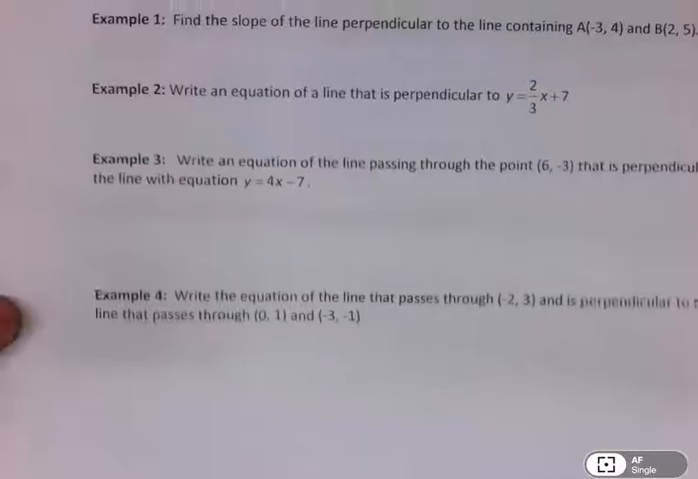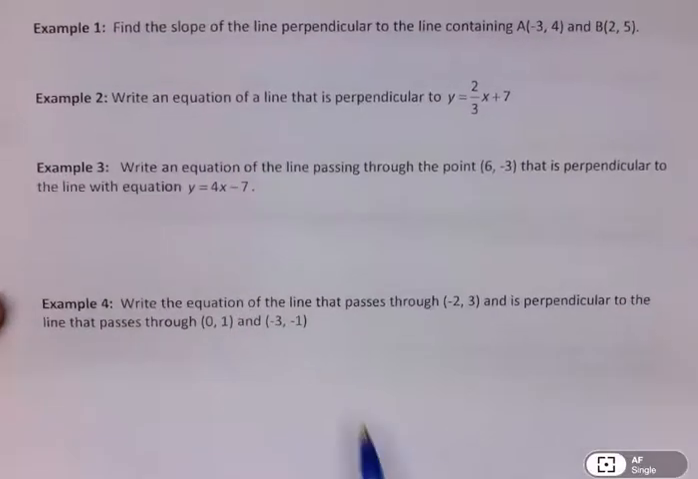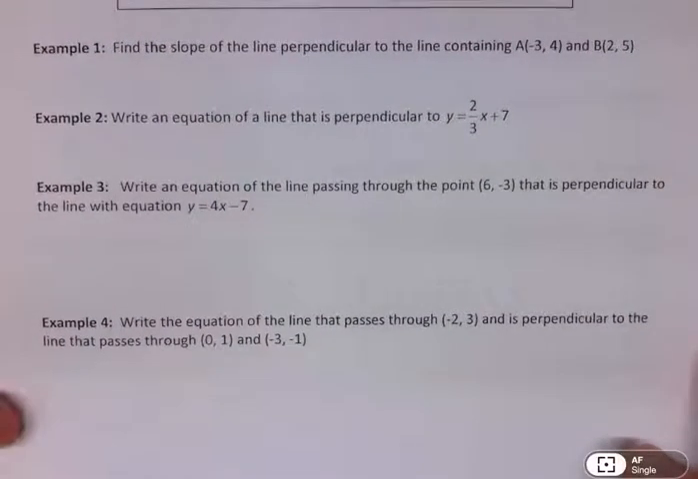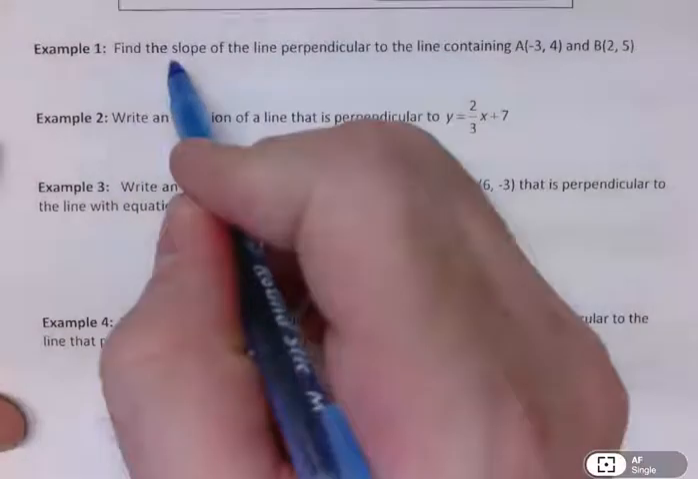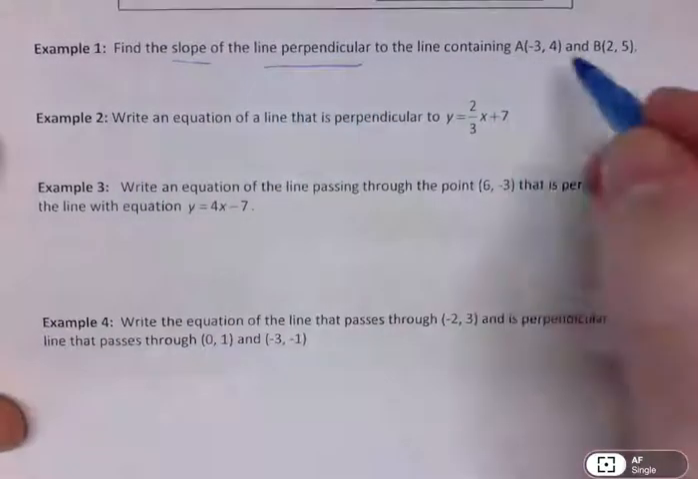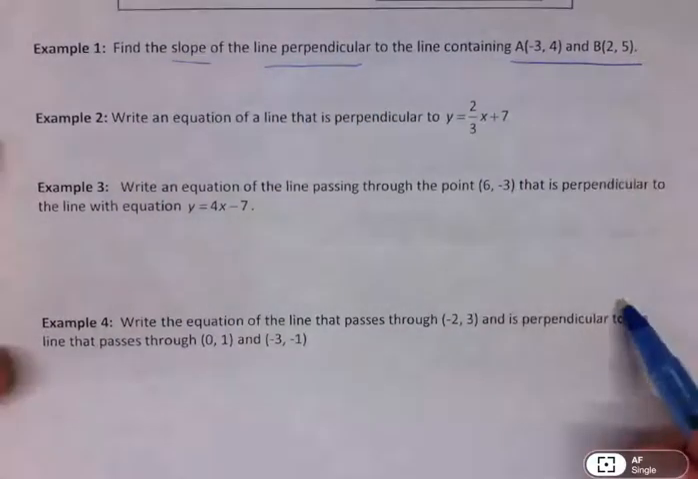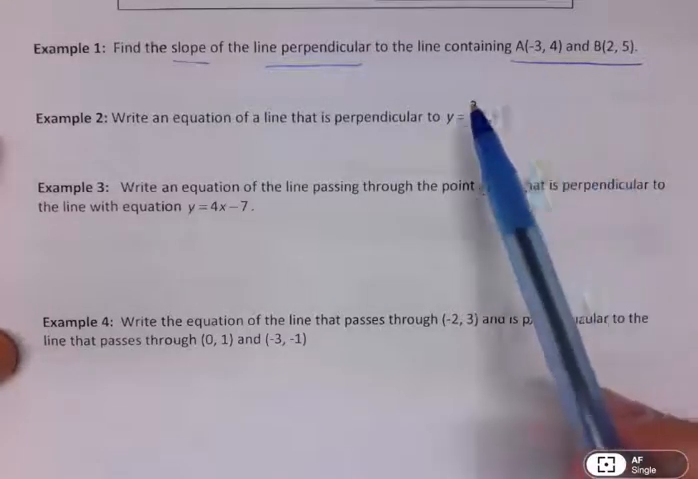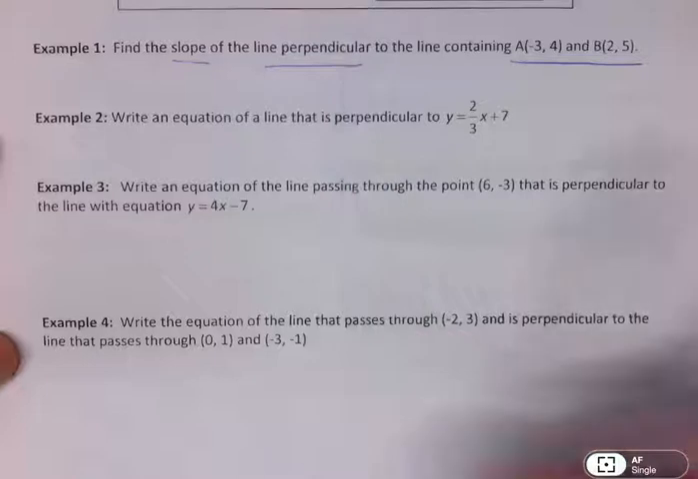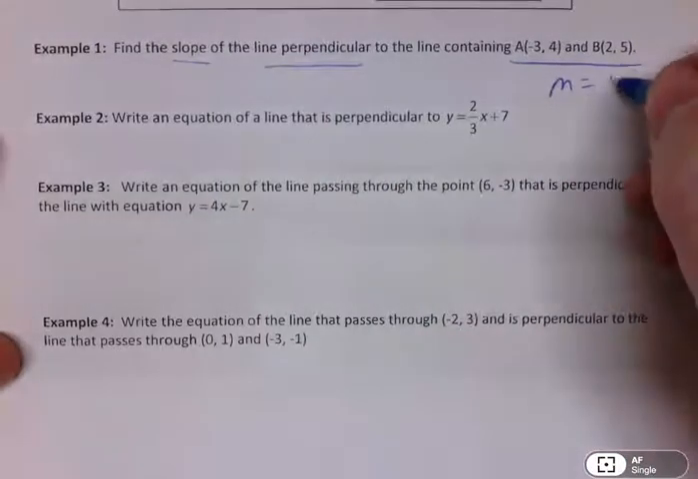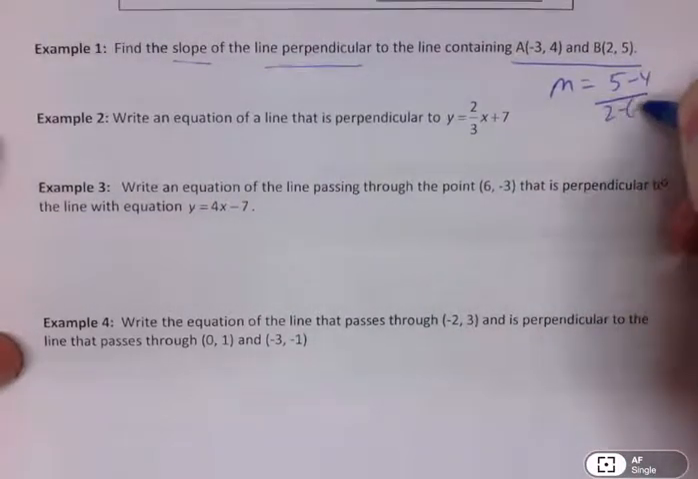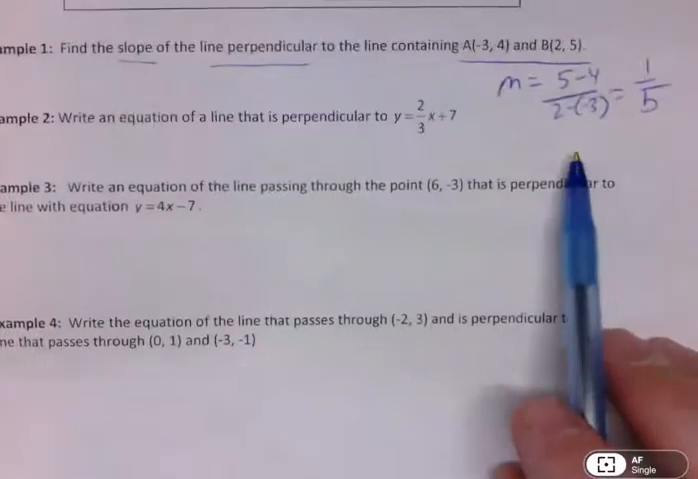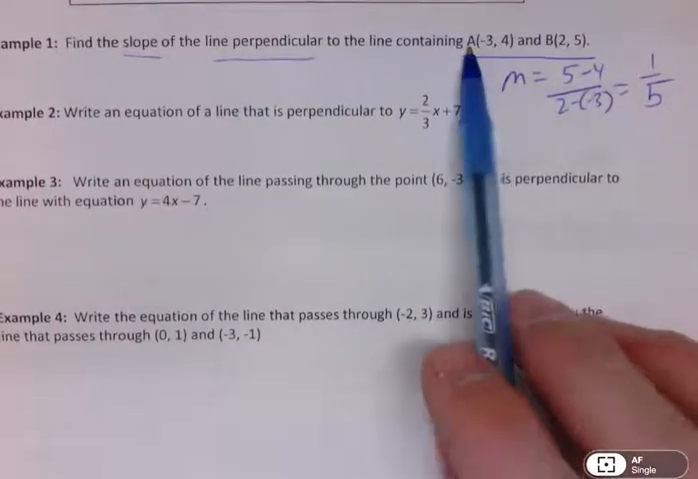For perpendicular, I think we had actually only done the last one, so I'm going to go ahead and do those first 3 just to make sure that everybody is good to go. So find the slope of a line perpendicular, and it contains those 2 points. Again, everything revolves around slope. The whole point of this is to get the connection between slope and parallel and perpendicular lines. So I need this slope. Slope is going to be 5 minus 4 over 2 minus -3, which is 1/5. That is the slope of the original line that contains A and B.